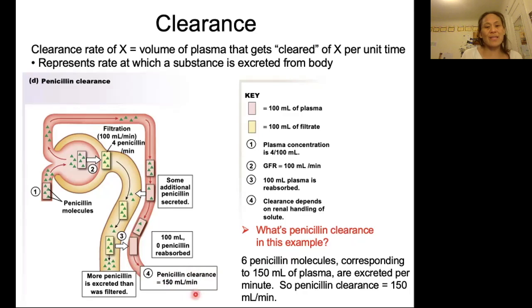So again, explaining this, remember that we had 6 penicillins excreted per minute. That 6 penicillins corresponds to a volume of 150 milliliters of plasma based on our concentration of 4 penicillins per 100 milliliters, okay? So it's as though we took 150 milliliters of plasma and we cleared it completely of penicillin in 1 minute. So the penicillin clearance is 150 milliliters per minute.